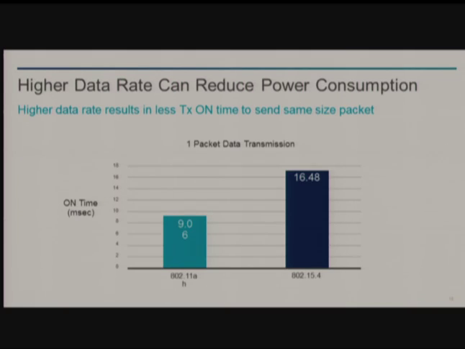And here's an example, for example, of 802.11n, or 11AH, which is a new technology I'll talk about shortly. Because it has a higher PHY rate when you get on, it's on less time than if you're using other PHYs like 15.4, where the data rate is slower. Okay. This is for just a 1-packet transmission, which is typical for a number of IoE devices.